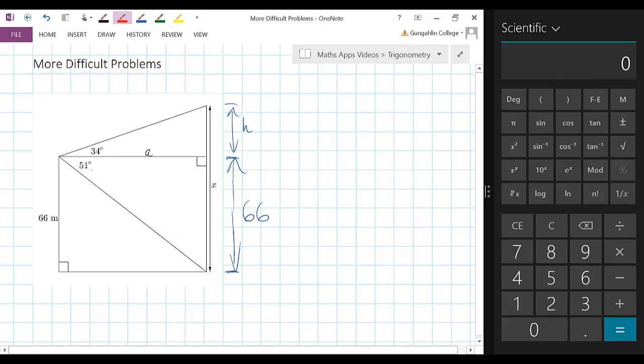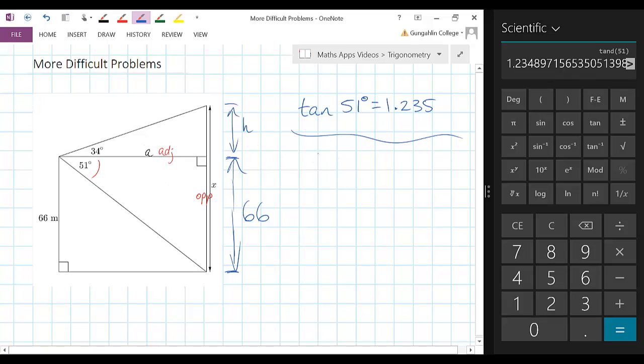To start off, we'll be considering this bottom triangle. I'm working with this angle here. This is the adjacent side, and this here is the opposite side. And I know that this opposite side is 66. So opposite and adjacent, that's going to be tan that I'm going to be working with. So tan of 51 degrees, let's work out what that is. Tan 51 is approximately 1.235. So in other words, the opposite over the adjacent, 66 over A, has to be this number.